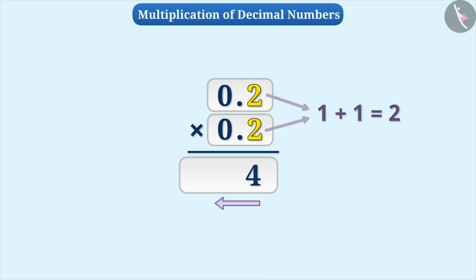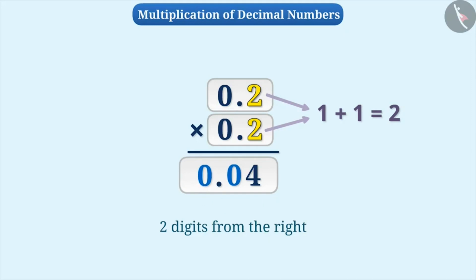Can you tell me where to place the decimal point here? Think for a while. Let me tell you. We have to keep the decimal point 2 digits from right, but there is no number to the left of 4. So, we will make use of placeholder 0 here. Then, we will place decimal point on the left side of this 0. Since there is no whole number here, so we will place 0 to the left side of the decimal point. Therefore, the answer obtained is 0.04.